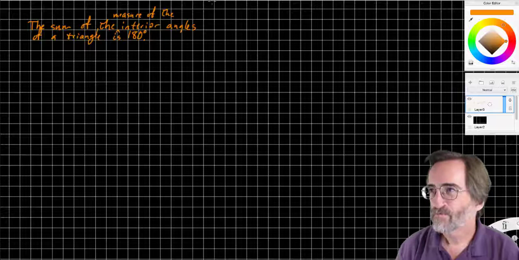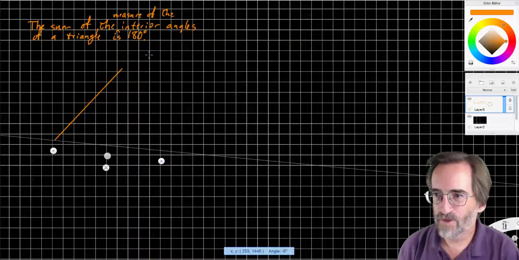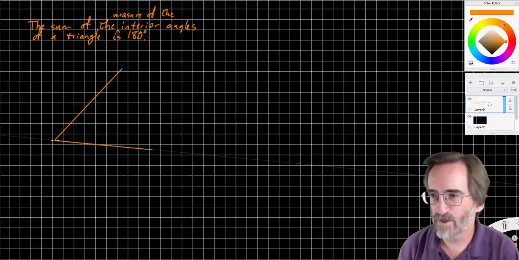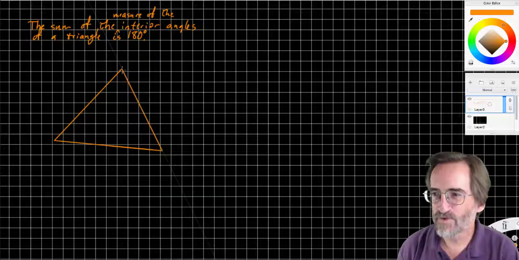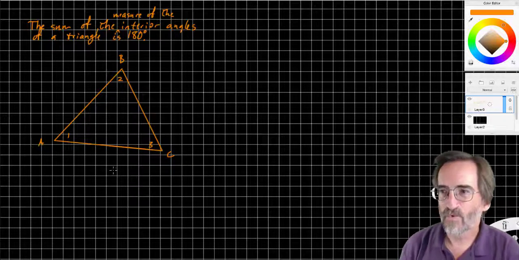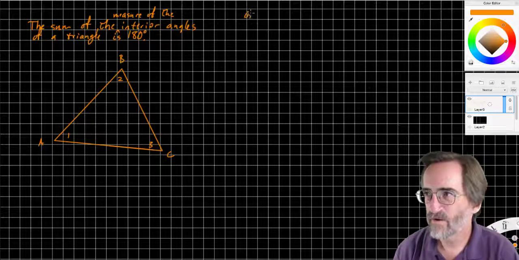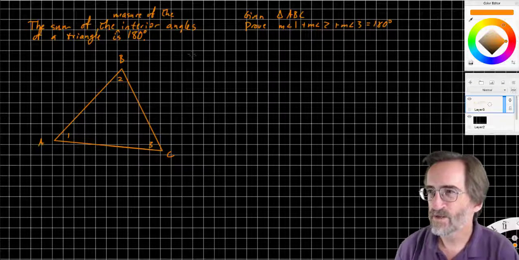So here's the theorem. Let's draw a triangle. Any old triangle will do, because it's true for all triangles. If we prove it for one, we prove it for all. Okay, so we have triangle ABC, with angles 1, 2, and 3. We're given triangle ABC, and we prove the angles add to 180. So prove the measure of angle 1 plus the measure of angle 2 plus the measure of angle 3 equals 180 degrees. Let's set up the proof.